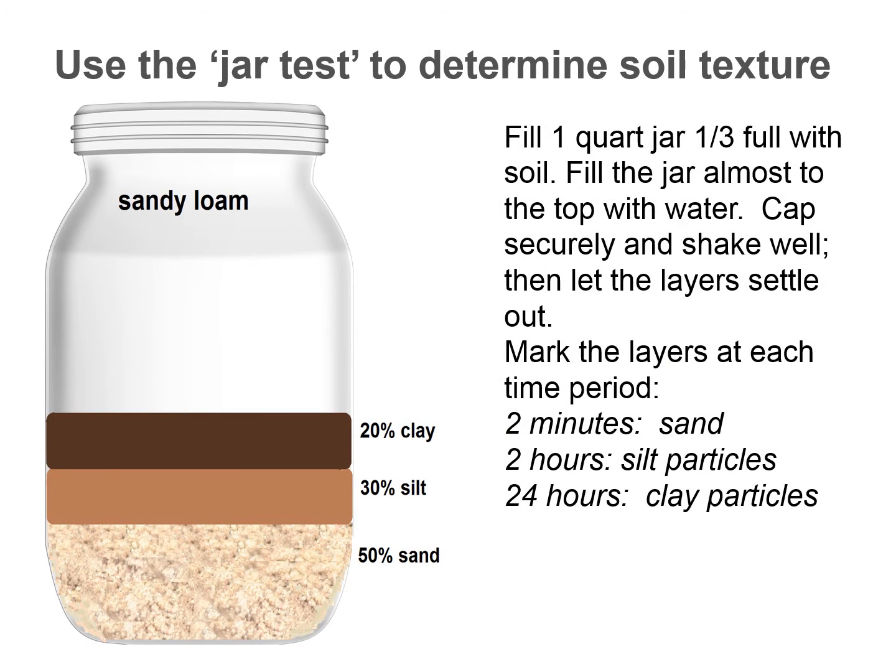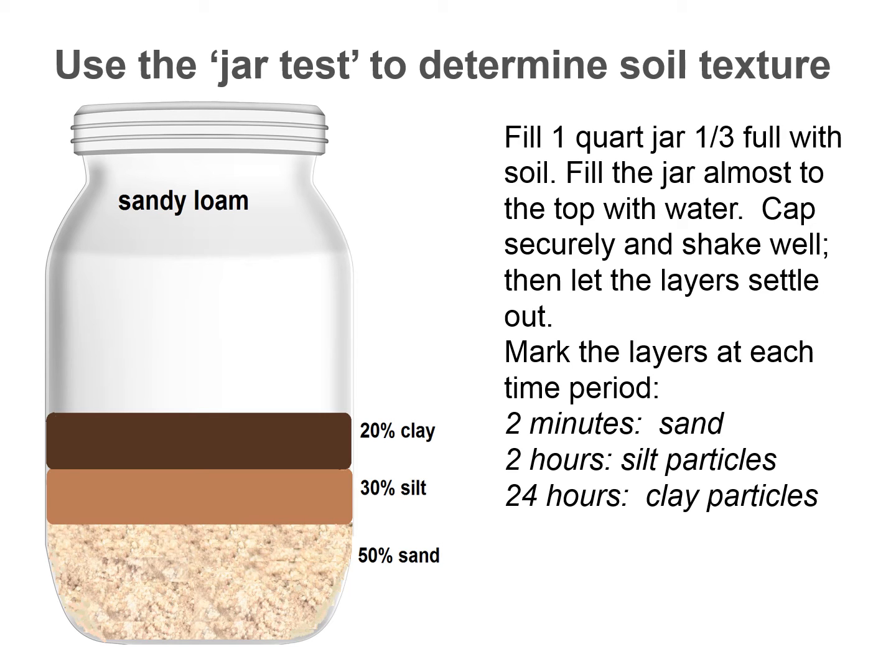How can you find out the texture of your soil? Well, you can do a simple jar test. You need a quart jar. You need to fill it about 1/3 full with soil, and then fill the rest of the jar almost to the top with water. Cap it securely and shake well, and then let the layers settle out.